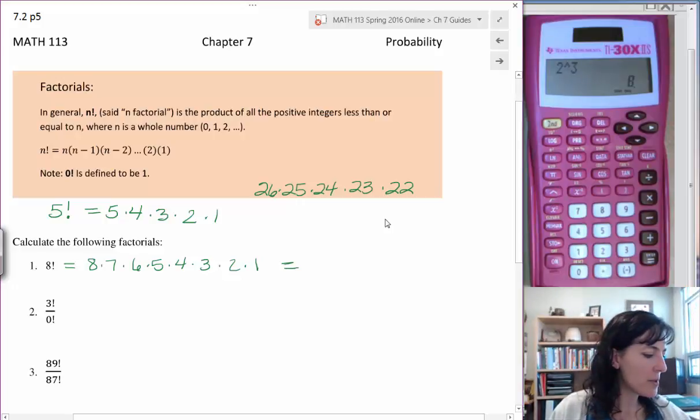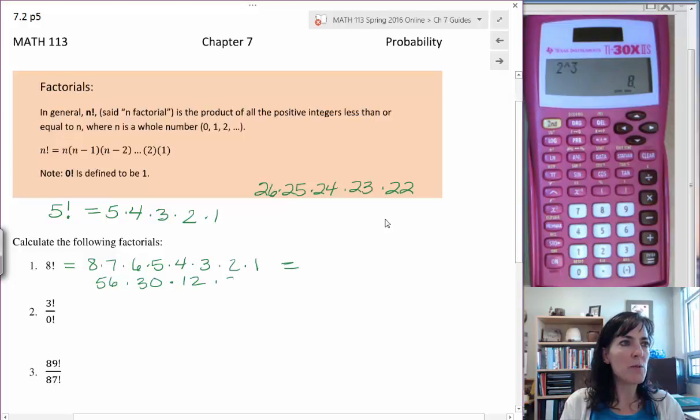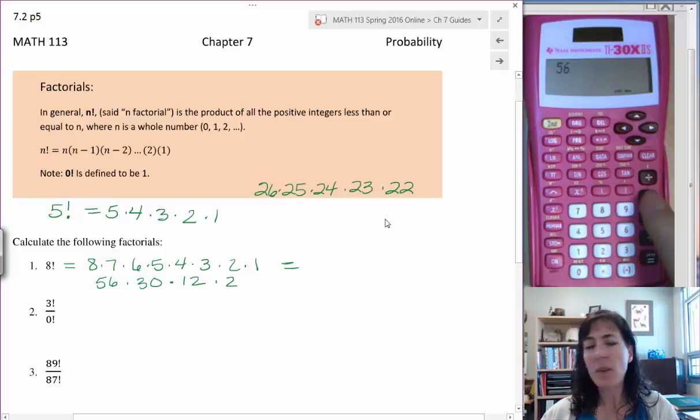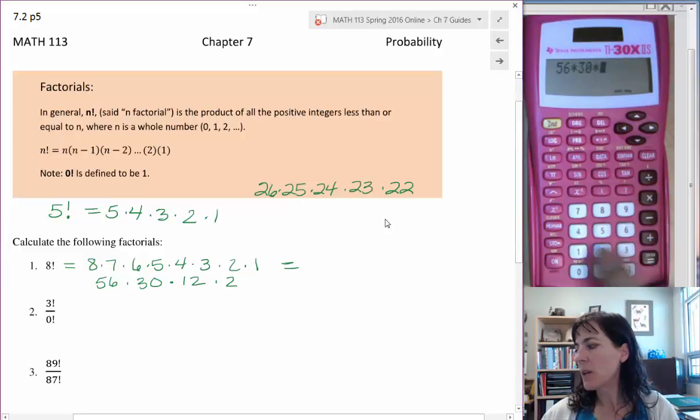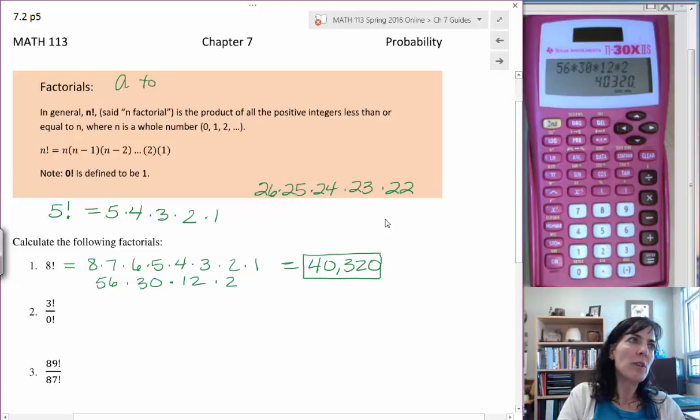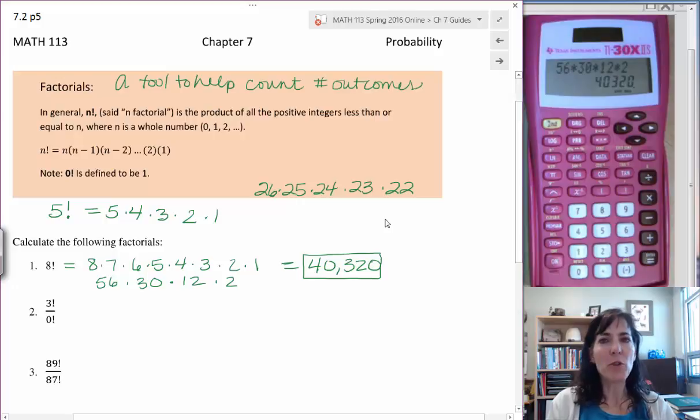And we can multiply all of those together by, say, 56 times the next pair is 30 times 12 times 2. And we can keep multiplying. 56 times 30 times 12 times 2, and we get 4,320 as our result. And before I forget to mention, factorials are a tool to count the number of outcomes.